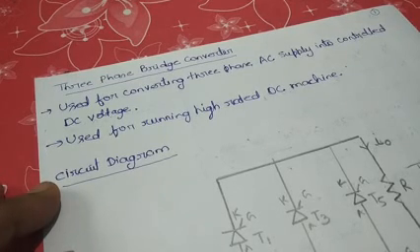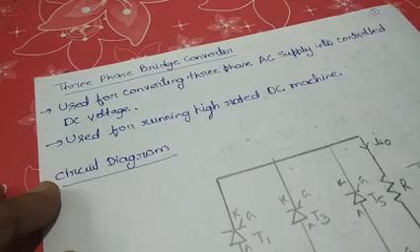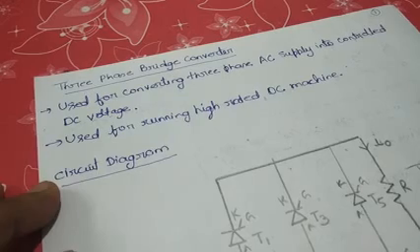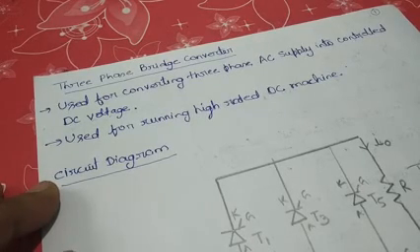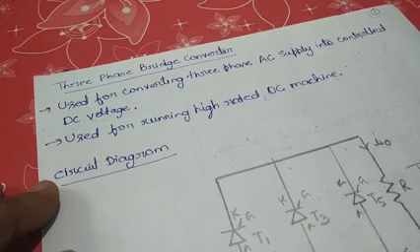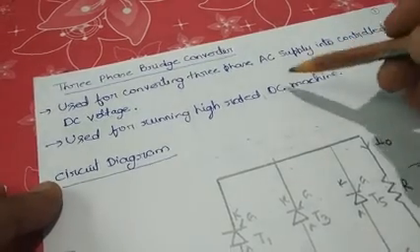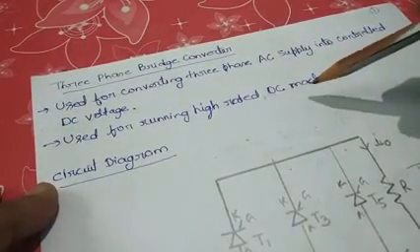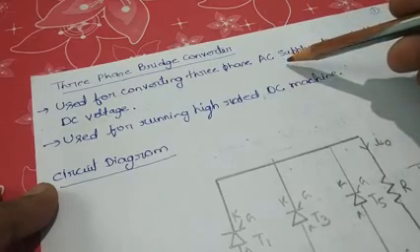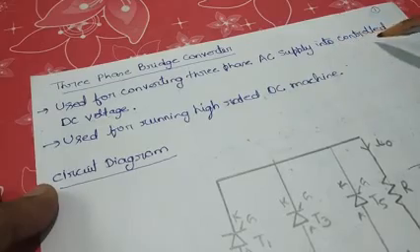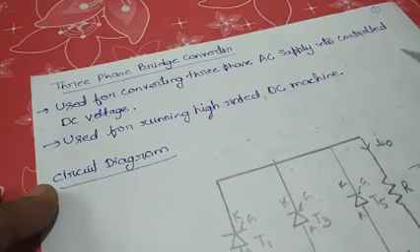In the industry, we need a large voltage for running a large DC machine. For getting a large voltage, if we use a single phase converter, then it will not be possible to get that amount of voltage. That's why we basically use a three phase supply, and then we convert that three phase AC supply into controlled DC voltage.